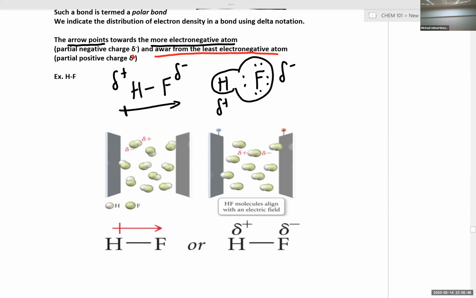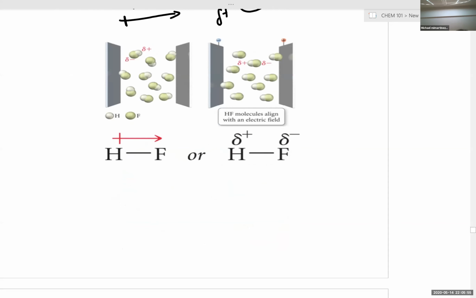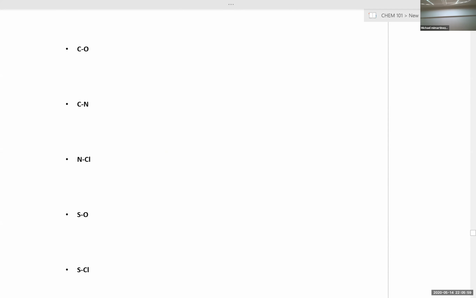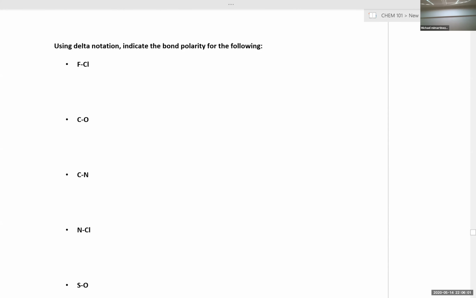Any questions on this idea of bond polarity and drawing bond dipoles? So let's take a look at a few practice problems on this. Using delta notation, indicate the bond polarity.